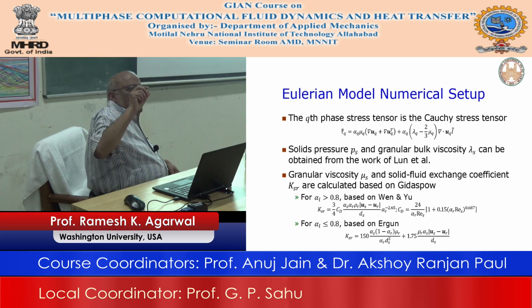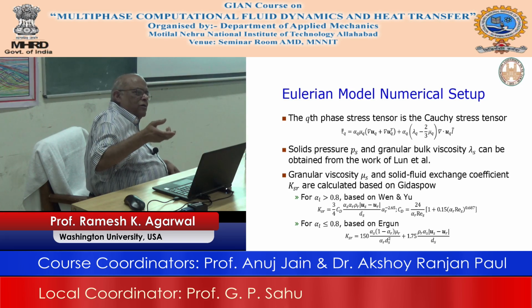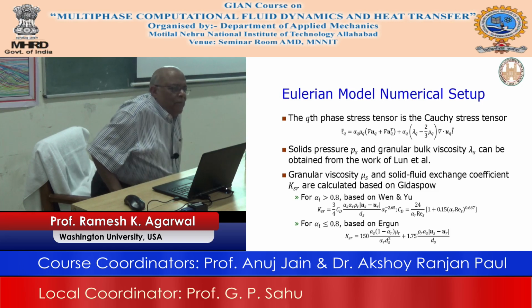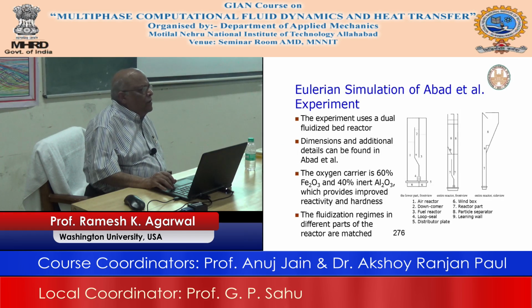In the DEM, the K is computed by considering individual particles and what kind of forces they are experiencing, and then you model this term and plug in that information from a separate calculation of the trajectory of the particles. That is the only difference. Okay, so this is an Eulerian setup. Again, you have to calculate the drag and all that.